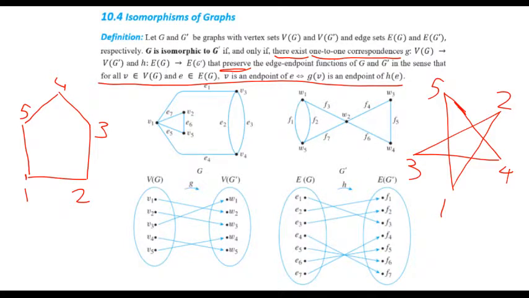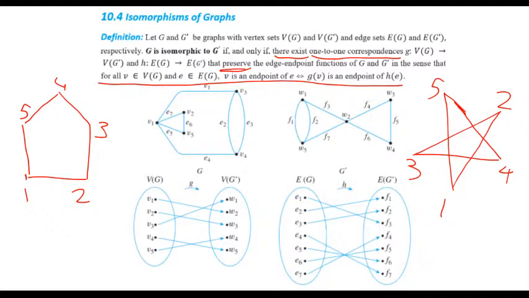So let's see how we can prove that these two graphs are isomorphic to each other. I'm going to prove that G is isomorphic to G prime. That's why I need to construct two one-to-one and onto functions, or two one-to-one correspondences, one like g from the vertex set of G to the vertex set of G prime, the other like h from the edge set of G to the edge set of G prime. So that's how I create this one-to-one correspondence.